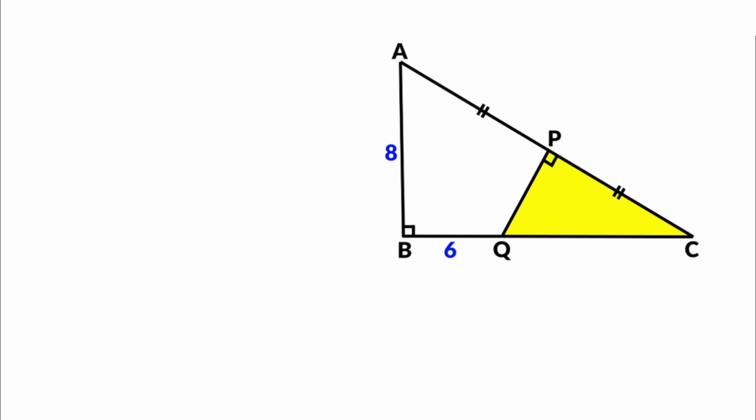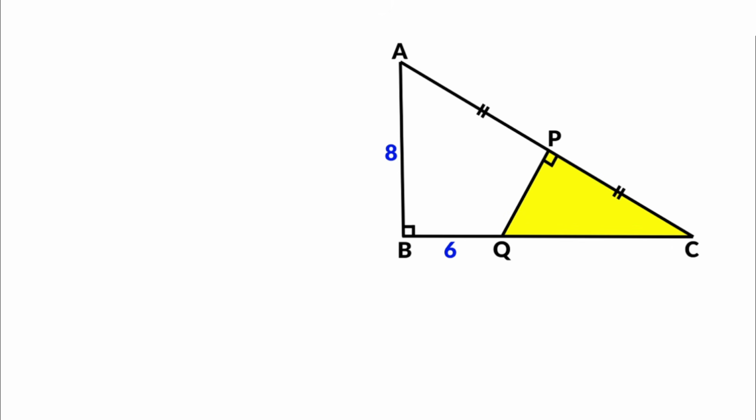We have a right triangle, ABC, with a right angle at point B. Inside the triangle, there's a segment PQ. Point P lies on the hypotenuse, AC, and point Q lies on the base, BC.